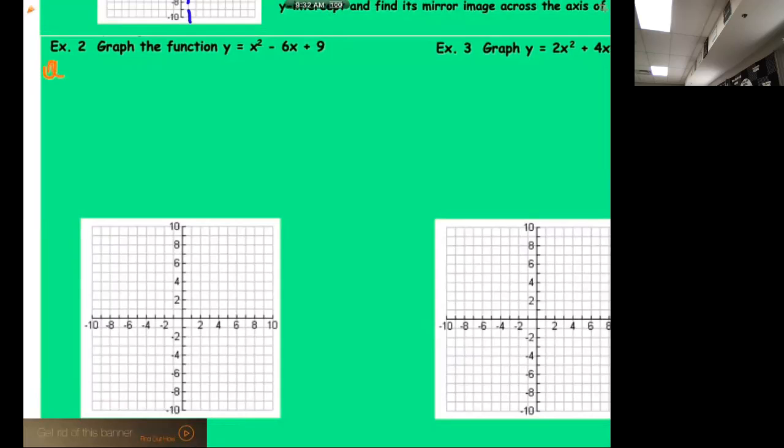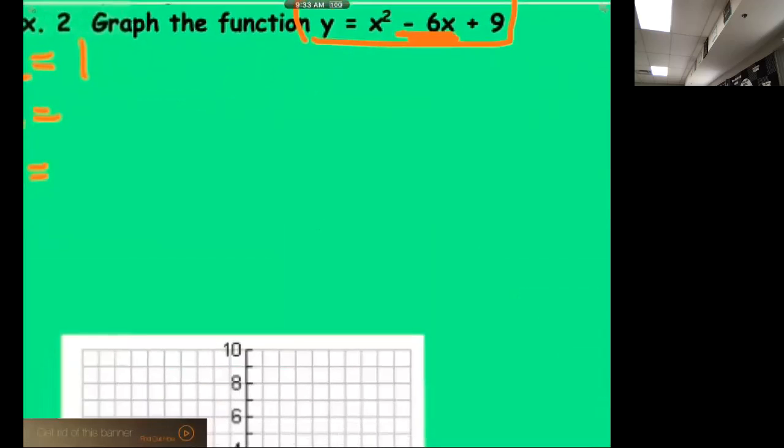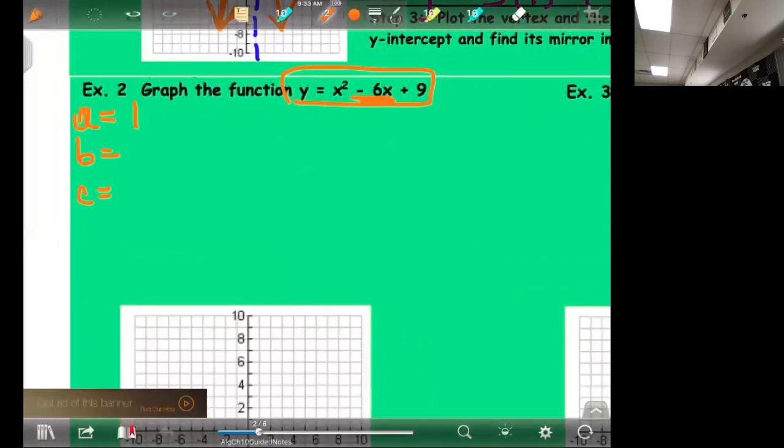Okay, so I need to first of all identify my ABCs. Garrett, what's my A? Square. Yeah, what's invisibly in front of that x squared? 1. Perfect. Okay, what is my B, Vincent? What's the coefficient of the x? What's the number in front of the x? Almost, negative 6. You gotta take that sign with it. All right, Braden, what's C? 9.